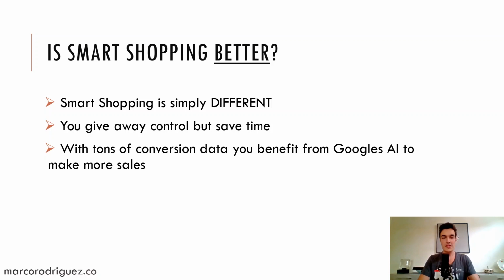With tons of conversion data, you benefit from the AI that I mentioned to make more sales. The thing is that in the beginning, usually smart shopping ads perform worse than standard shopping, simply because you can go ahead and make negative keywords. You can have bid adjustments and all that stuff, which you cannot do on smart. But once you have all that data, then smart shopping campaigns at some point can overperform. So they can be more profitable. They can get a higher volume for you.